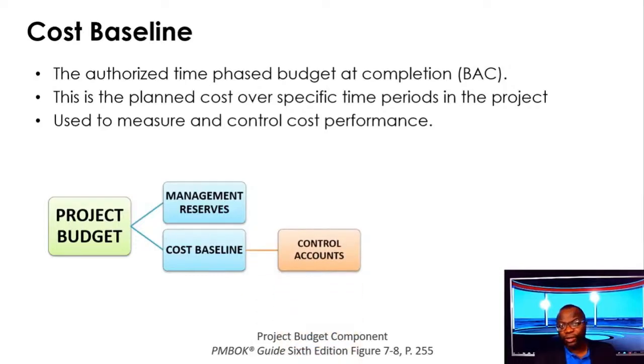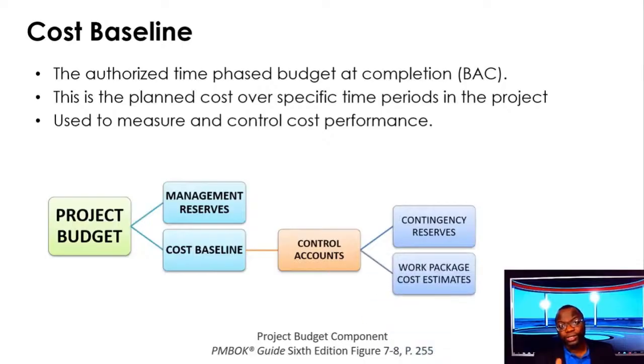Now, when you break down the cost baseline, you've got several control accounts that add up to the cost baseline. When you break down your control accounts, you've got contingency reserves and work package cost estimates that roll up into your control accounts.